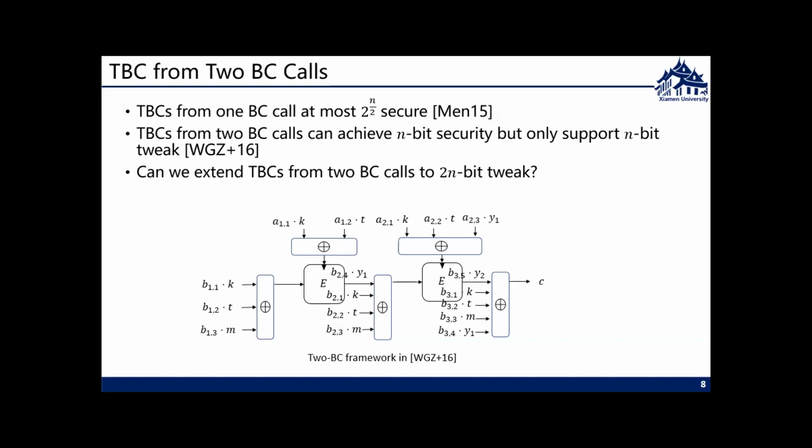And actually, this is the framework of TBC from the 2 block cipher cores. So we start to look at this framework, whether we can go further. Actually, the tweak here is the same. They just use n bits, but maybe we can inject more tweak on this position to achieve the longer tweak.